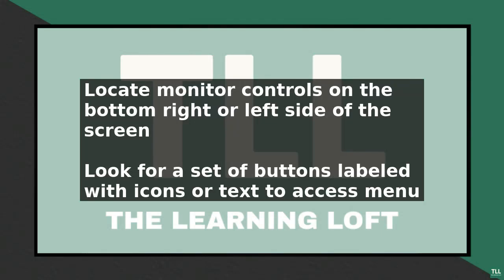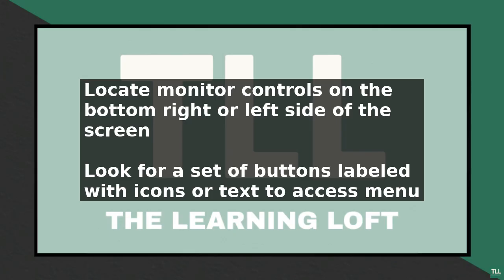To change the brightness on your AOC monitor, start by locating the monitor controls, usually found on the bottom right or left side of the screen. Look for a set of buttons, often labeled with icons or text, that allow you to access the monitor's menu. Press the button labeled Menu or Settings to open the on-screen display.